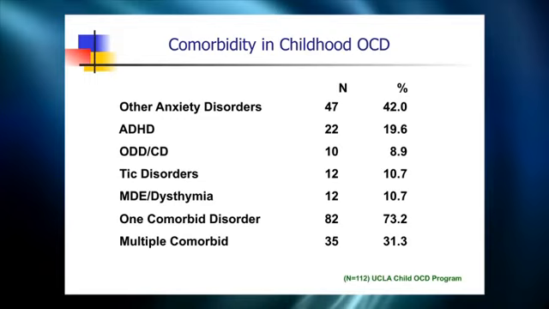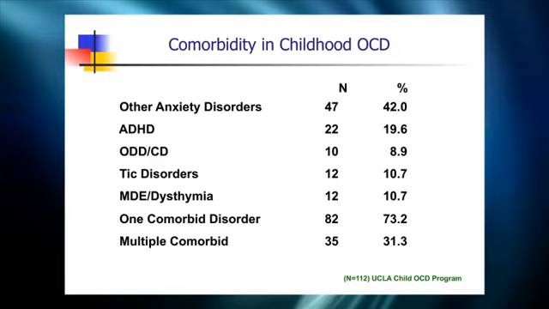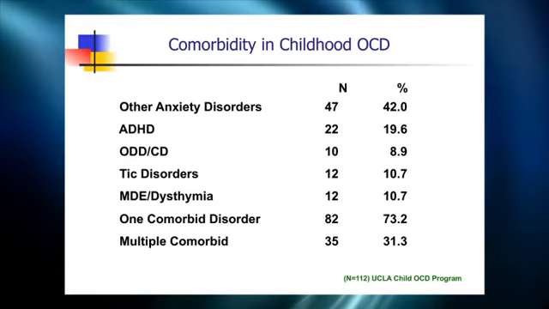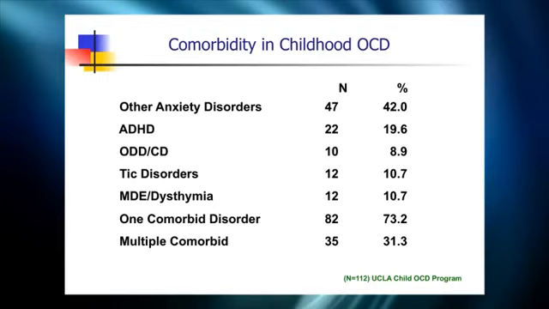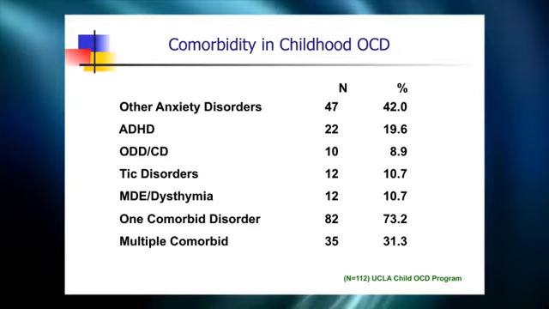Other anxiety disorders tend to be most common. In our experience, generalized anxiety disorder is the most common single co-occurring diagnosis. We also see a lot of social anxiety disorder. You tend to see ADHD and oppositional disorders. Tic disorders occur reasonably frequently, and depression. Typically, depression and substance abuse tend to become more common as the kids age into adolescence. In adult OCD, depression and perhaps some kind of alcohol or substance use disorders are quite common, perhaps developing in response or related to having to deal with the OCD over a long period of time.